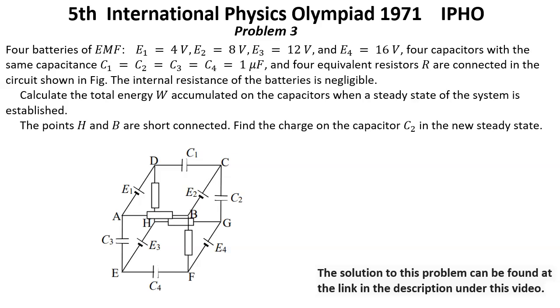resistors R are connected in the circuit shown in the figure. The internal resistance of the batteries is negligible. Calculate the total energy W accumulated on the capacitors when a steady state of the system is established. The points H and B are short connected. Find the charge on the capacitor C2 in the new steady state.